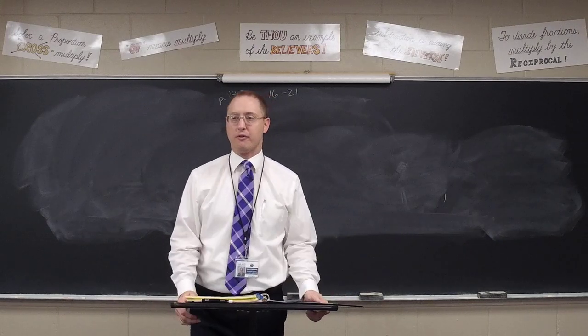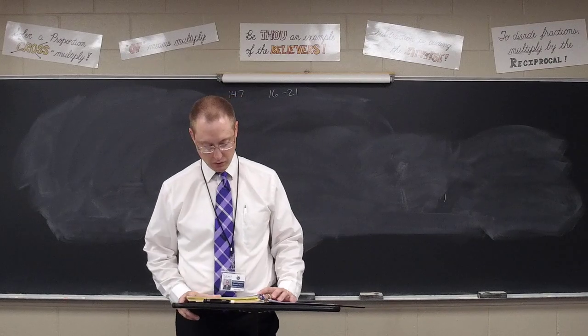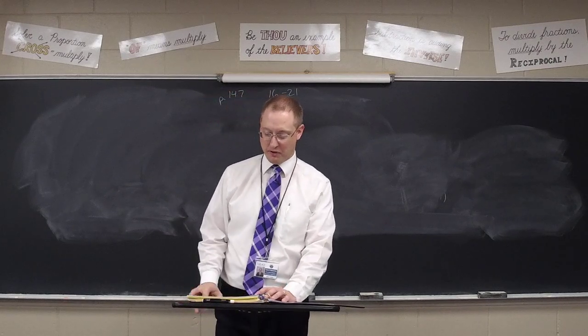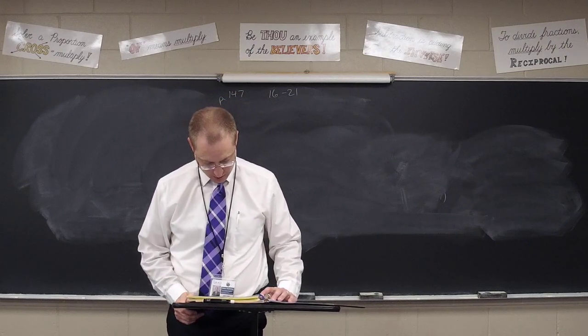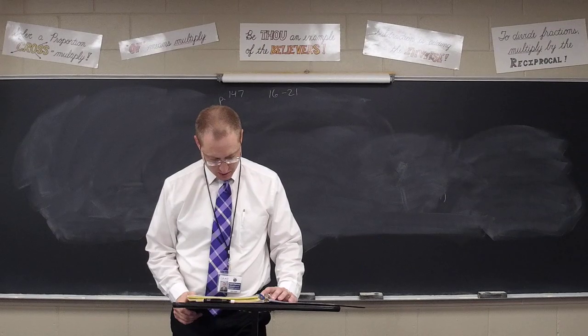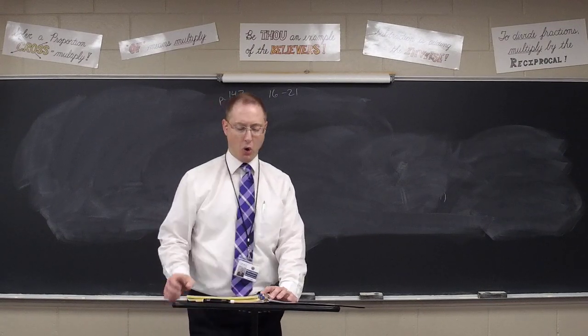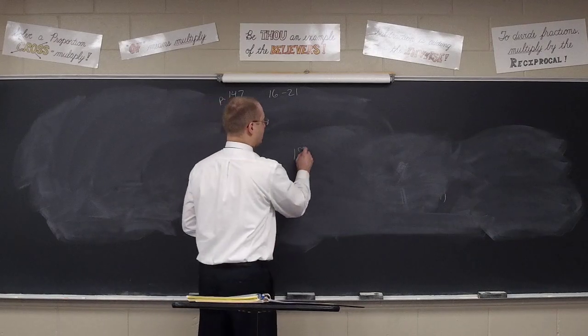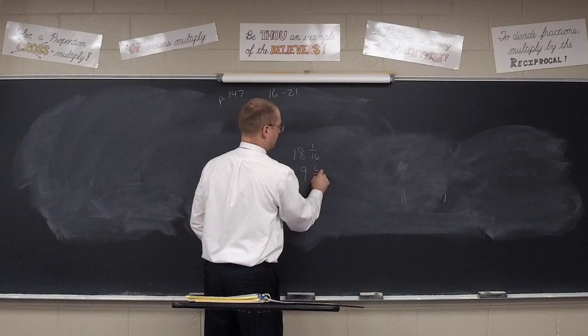Number 16, what did you get for your answer, Corey? 11 and 37/45. 11 and 37/45 is correct. Number 17, what did you get, Sam? 5/16. Oh, okay. I think I know what you did. You got your 18 and 1/16 minus 9 and 6/16, correct?